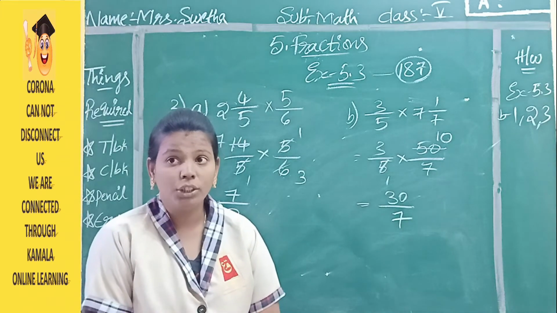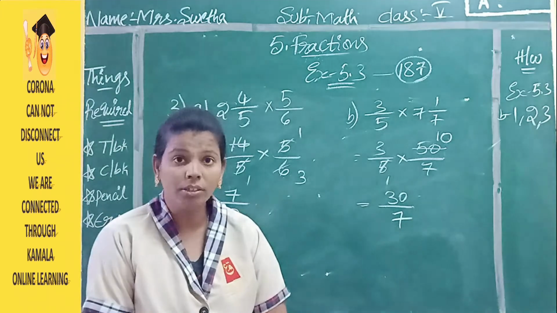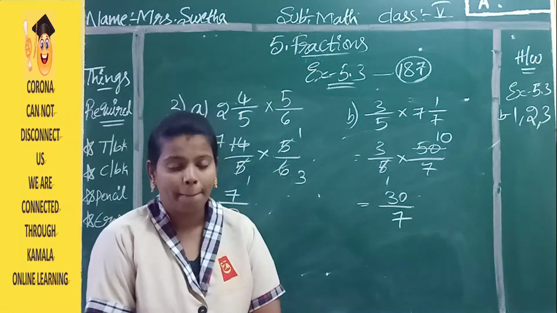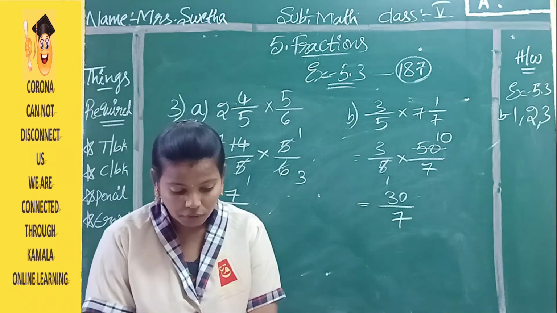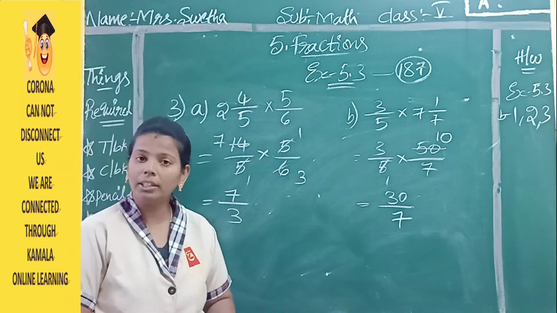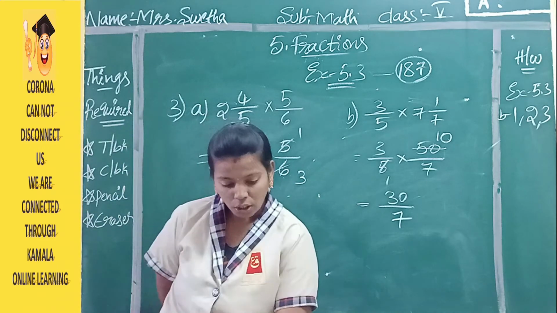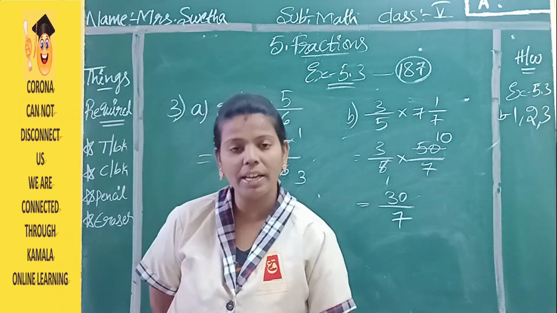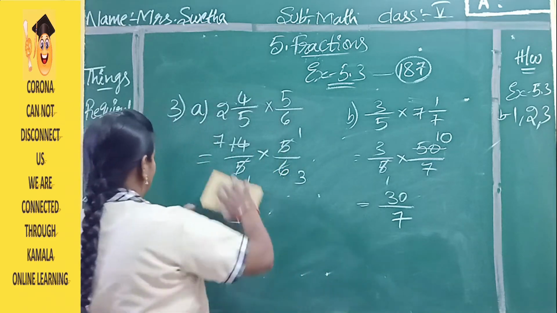So in the next you have reciprocal of the fraction. Just now we have done fraction multiplication. In the next exercise you have reciprocal of the fraction. So we will do that. In that exercise we have only 2 bits, so we will complete the 2 bits also.